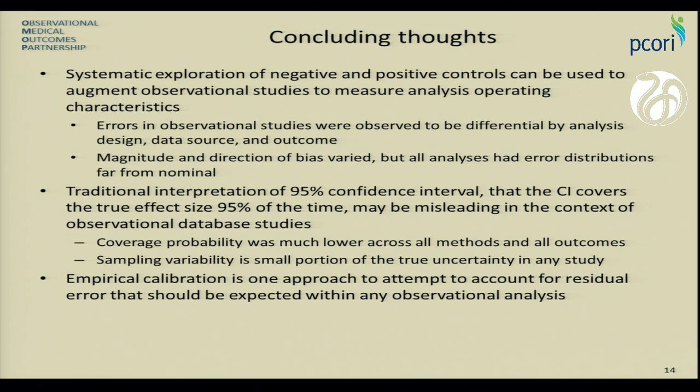So just to conclude, I think what we've started to learn and we're really excited by is that there's a lot of valuable information in observational studies. However, we might need to rethink how we interpret observational study results to really capitalize on the value of those databases. We think one approach for doing that is a systematic exploration of negative and positive controls, both to measure the operating characteristics of a given method, but then also to use that measurement to revise our estimates and to think about what is the true uncertainty we observe.